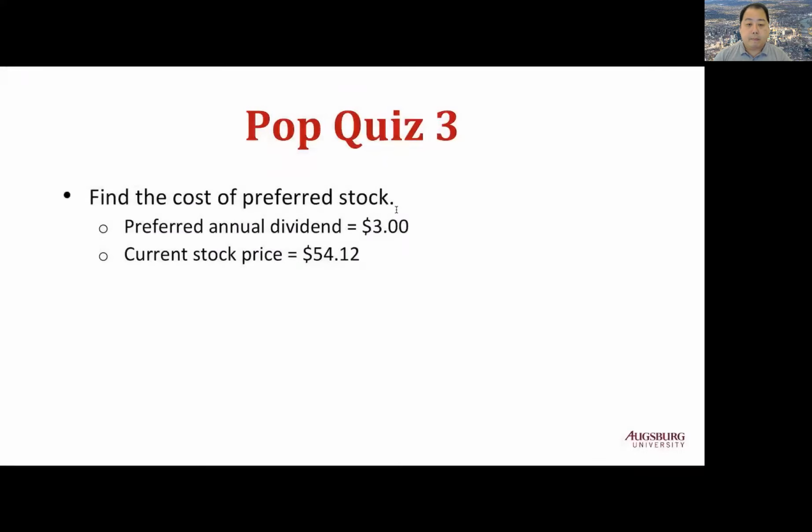Pop quiz 3. Find the cost of preferred stock with the following dividend and price. Using the formula, the cost of preferred stock is dividend $3 divided by current price $54.12, 5.54%. This is the end of the first part.